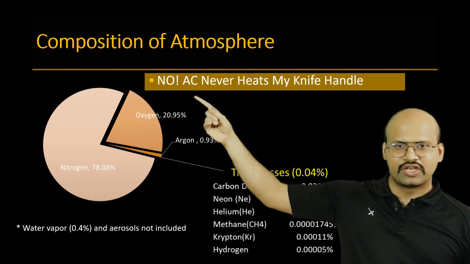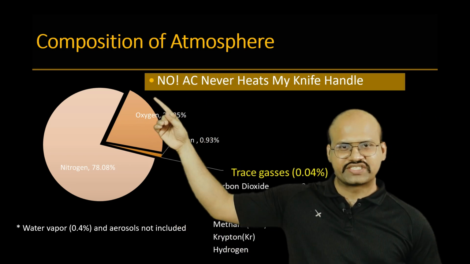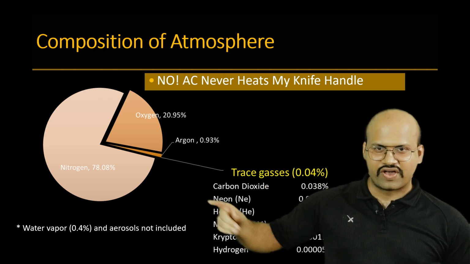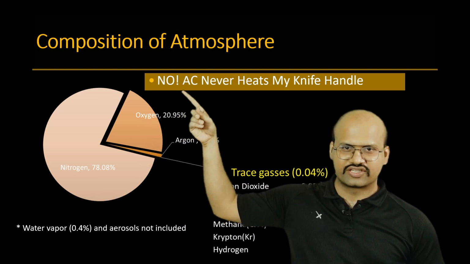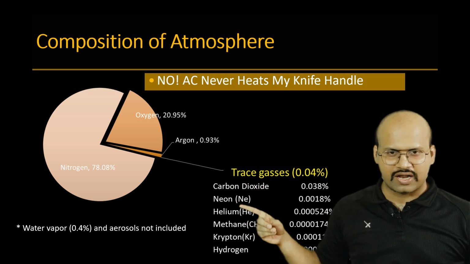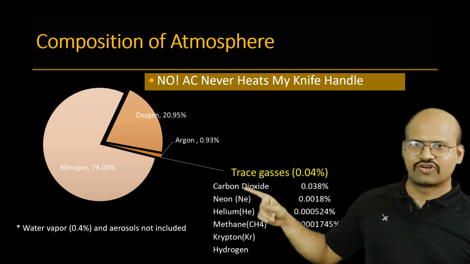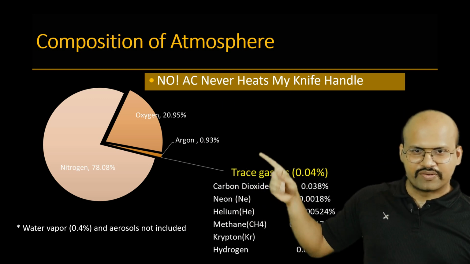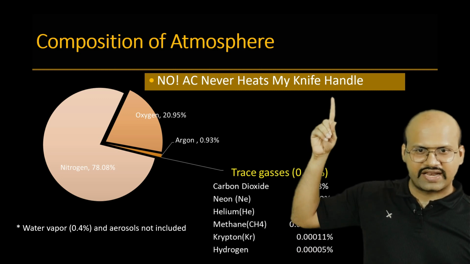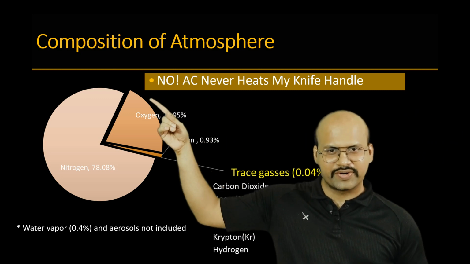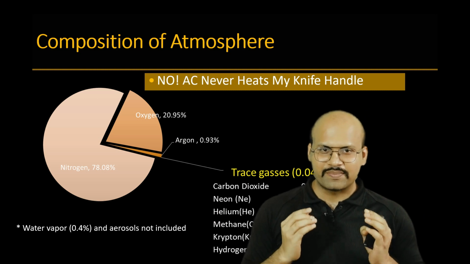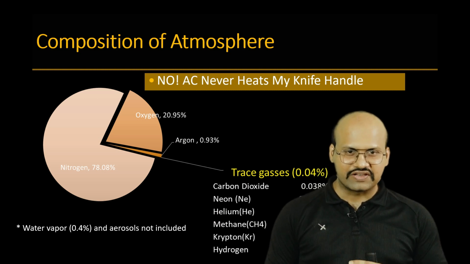Now if you want to remember the order of concentration of these gases, you can use this mnemonic: No AC never heats my knife handle, where N indicates nitrogen, O indicates oxygen, A for argon, C for carbon dioxide, N for neon, He for helium, M for methane, K for krypton and H for hydrogen. By remembering this single line, you will be able to remember all the gases in the sequence of their concentration in our atmosphere.